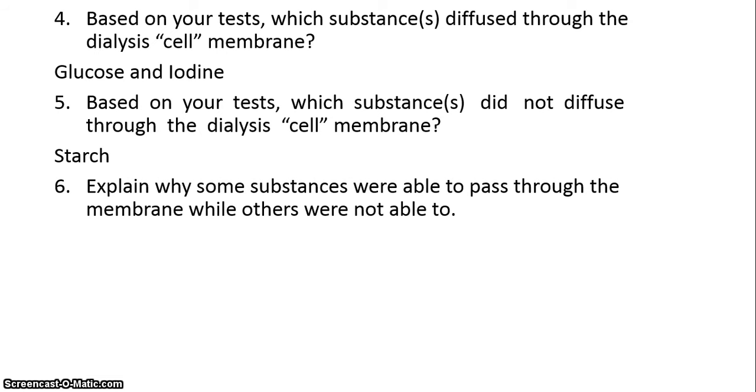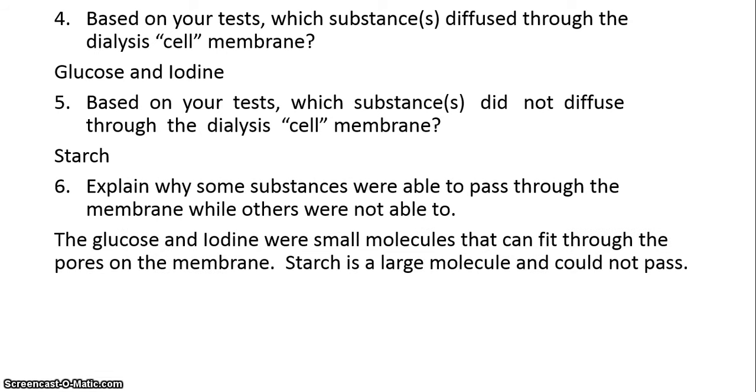And the whole reason for this is that glucose and iodine are small molecules that can fit through the pores in the membrane, but starch is a large molecule that couldn't pass. Because those pores were of differing sizes, only some of the molecules were able to pass through. So we had two basic variables going on in this experiment. You had size of molecule and you had concentration. And this is looking at the size of molecule and how that impacted it.